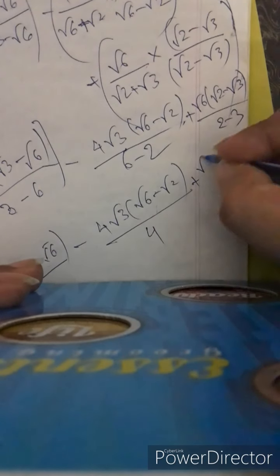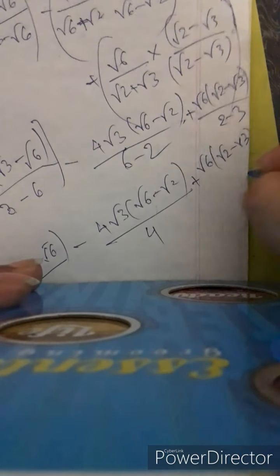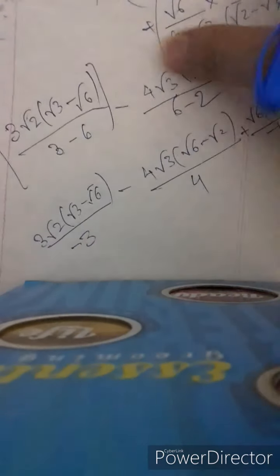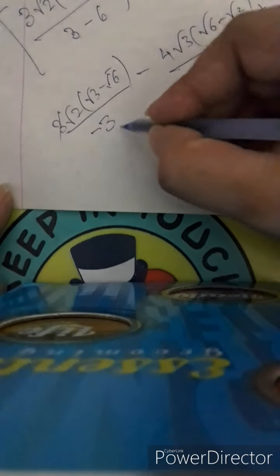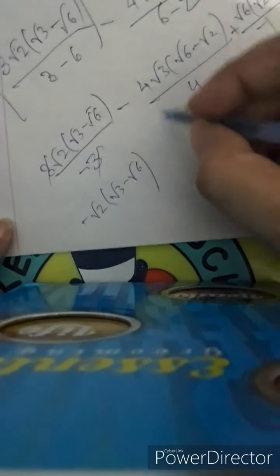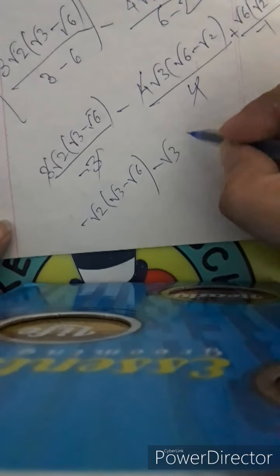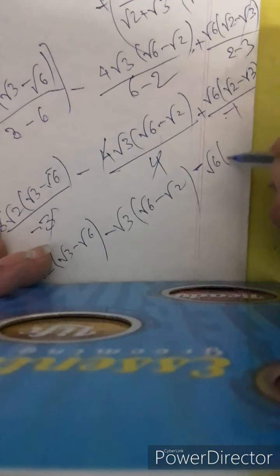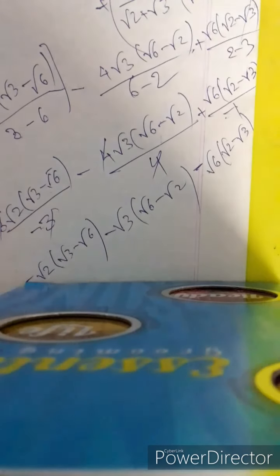Alright, plus root 6 into root 2 minus root 3. Alright, 2 minus 3 is minus 1. Alright, so 3 cancels out and minus goes upwards. The numerator: root 2 into root 3 minus root 6, minus root 3 into root 6 minus root 2, and minus 1 goes above the numerator, root 6 into root 2 minus root 3. Alright, so we get this.